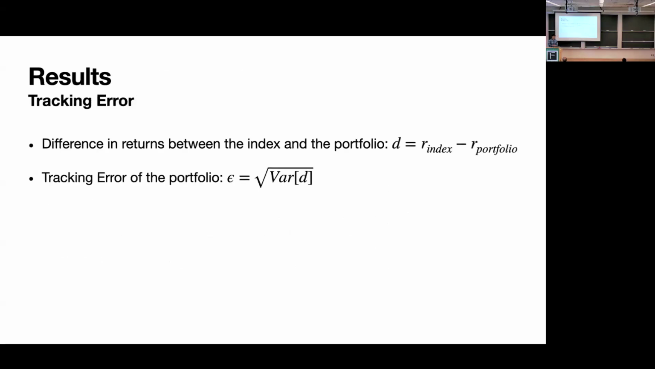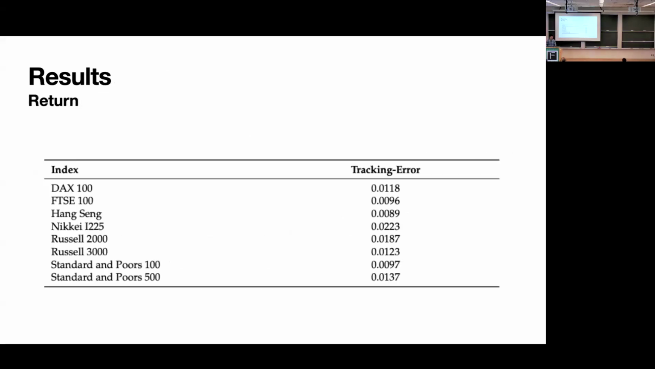How do we calculate the tracking error? Well, it's just the square root of, it's just the standard deviation of the difference between the returns of the index and the portfolio that we built. Pretty simple, hopefully. So this is sort of the performance. Of course, I can show you the runtime later, but quantum optimizers are really superior in solving these QUBO type of problems when it becomes a 3,000 node network. And the performance is 1.18% for DAX 100, all the way to S&P 500, the most popular one, at 1.4% tracking error, which is pretty good.